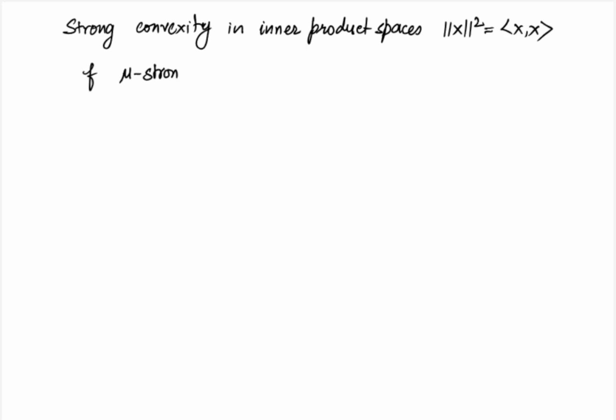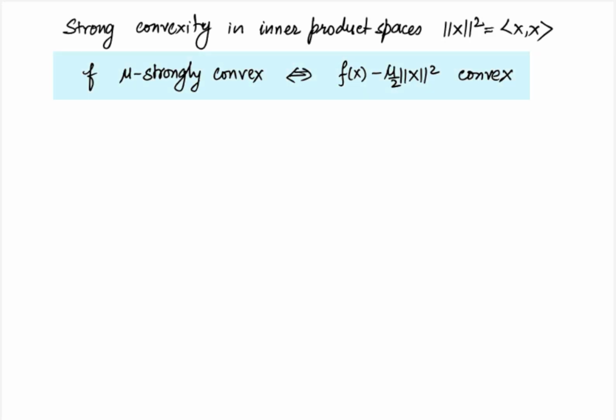Let us consider the special case when we are in an inner product space. That is, norm of x square is equal to inner product of x with itself. In such a case, a function f is mu strongly convex if and only if the function g of x is equal to f of x minus mu by 2 norm of x square is convex. This inequality is very interesting because it is saying that the function should be sufficiently curved so that even if you subtract a quadratic term from it, it stays convex. The proof of this statement can be done by trying to verify if g is a convex function by using the zeroth order condition given earlier.